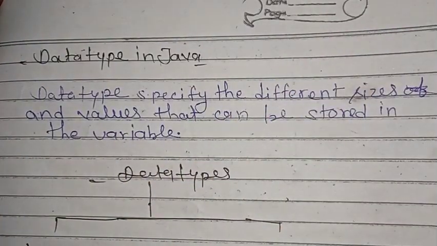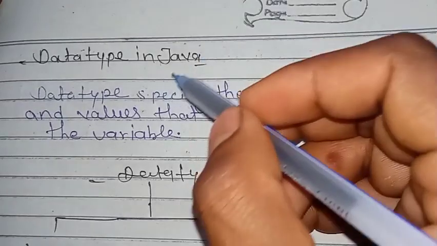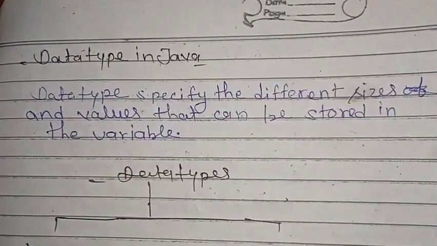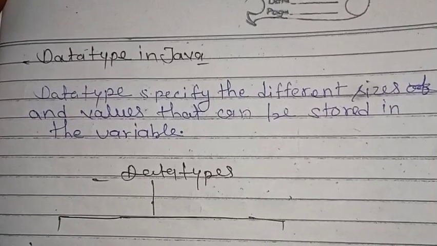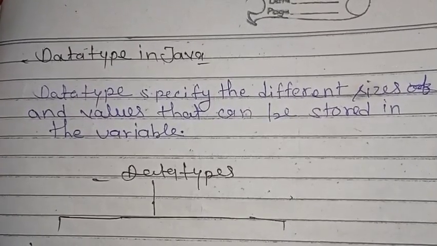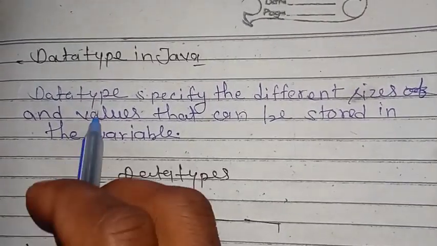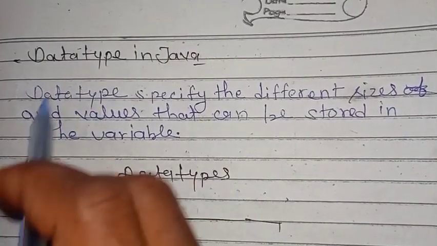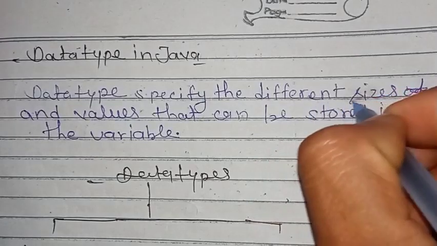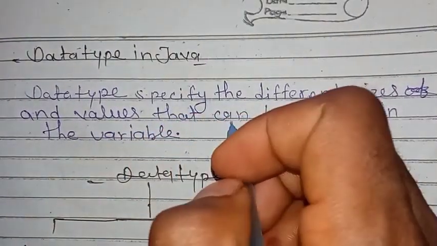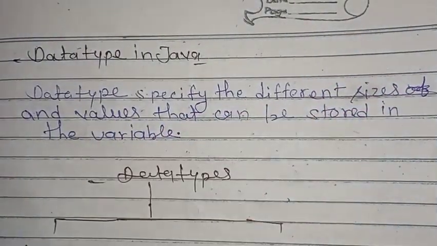In this video tutorial, we are going to study the data types in Java. In most programming languages, data types are widely used. So let's start. What types of data types are used in Java, and what is the definition of Java data types? Data types specify the different sizes and values that can be stored in variables.